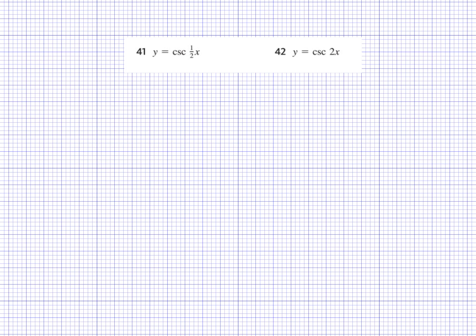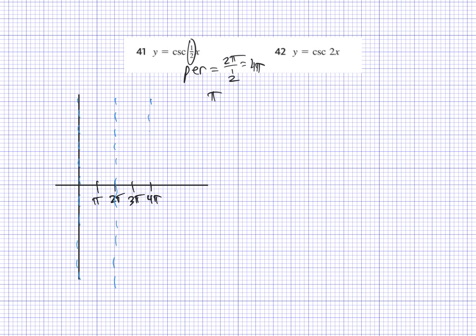Okay, cosecant again, and our period is going to be 2 pi over 1/2 or 4 pi, and each increment is pi. And we're not shifting, so that makes it really simple. Starting at 0, and we'll just say each one of these is pi. Pi, 2 pi, 3 pi, 4 pi. Starting at 0, and we got to put our asymptotes in. The beginning, the middle, and the end for cosecant. And our amplitude is 1. So there is the cosecant curve. 42.